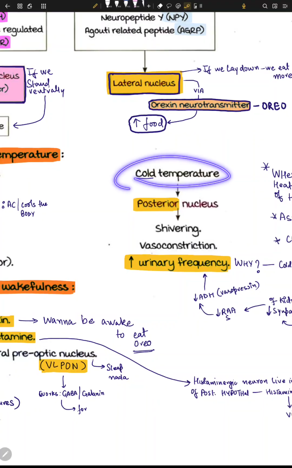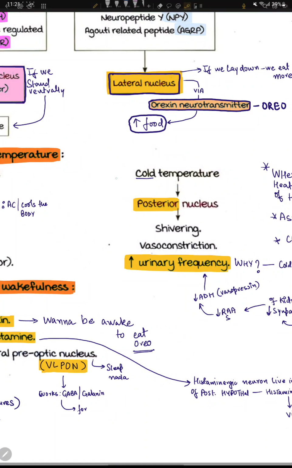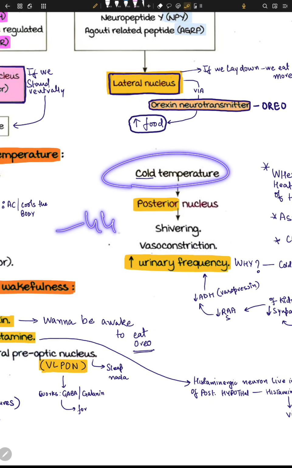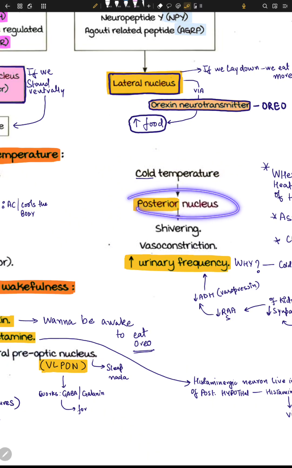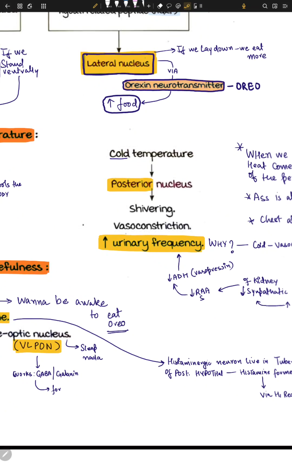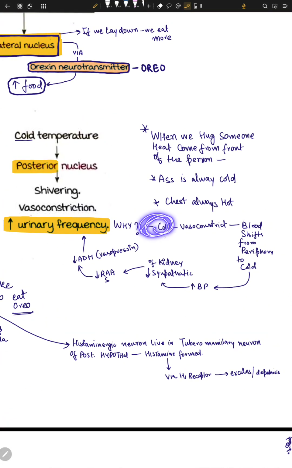What about cold? You're in Kazakhstan. A lot of time you're in Astana, like minus 44 degrees centigrade. Posterior nucleus, your ass is warm. Again, you start shivering. Your vasoconstriction happens. Urinary frequency increases. Why do you want to pee more? Well, there's something called cold, and that cold leads to vasoconstriction.